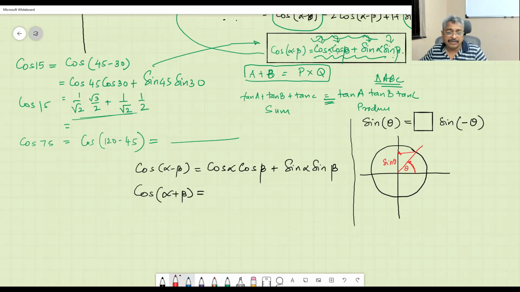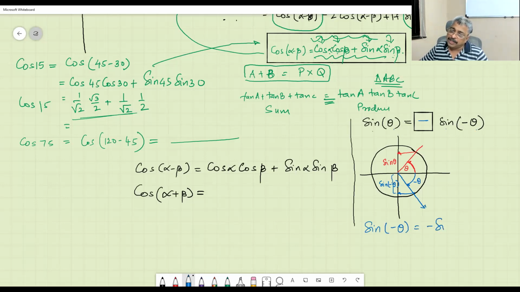What is minus theta? What is the minus theta angle now? Exactly the same, but in the clockwise direction. This is minus theta, so this is going to be the terminal ray of minus theta. If you look at sine of minus theta, you will reach here. This is sine of minus theta. So what is the relationship between sine of theta and sine of minus theta? Negative. You understand? Or we can say sine of opposite of theta is equal to opposite of sine theta.